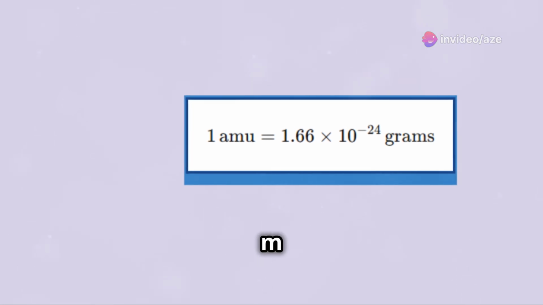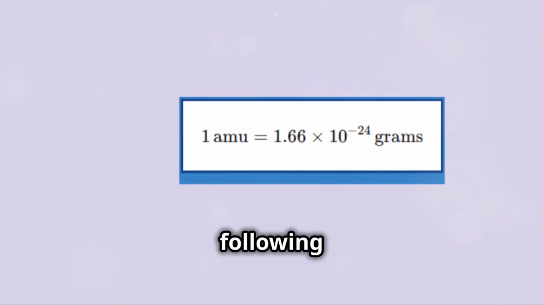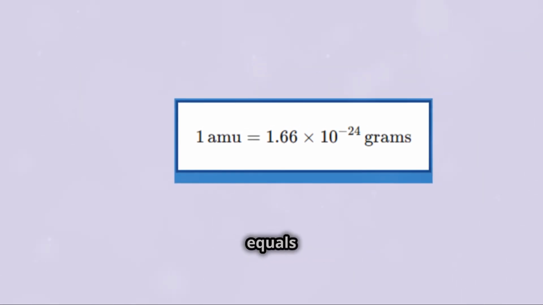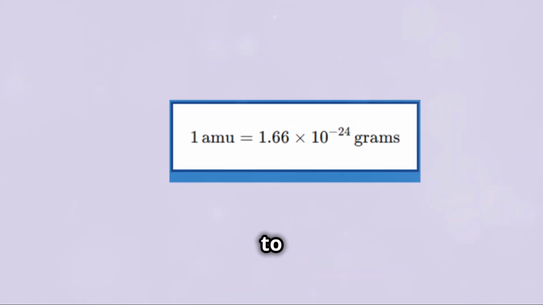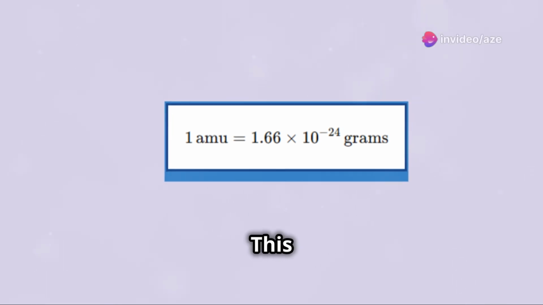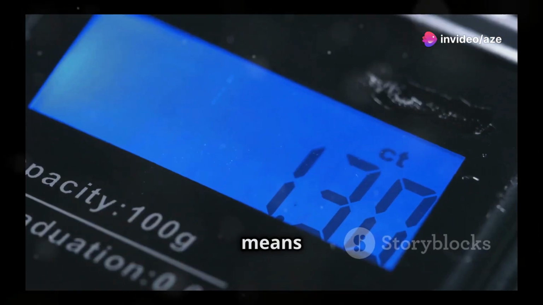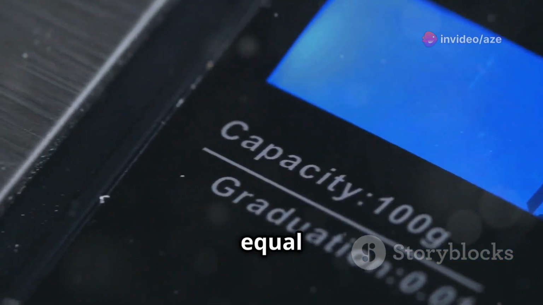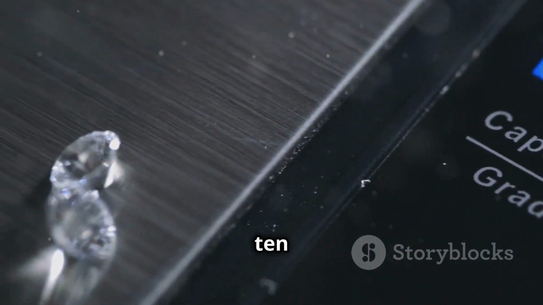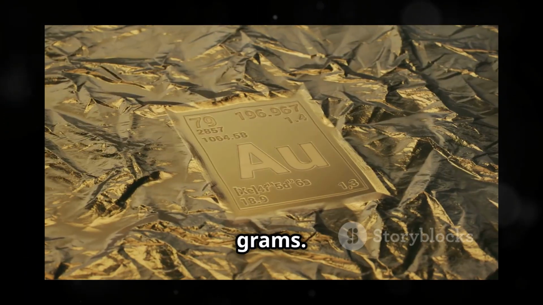To convert from AMU to grams, we can use the following relationship. 1 AMU equals 1.66 times 10 to the negative 24 grams. This tiny number reflects just how small atoms and molecules are. This means that 1 atomic mass unit is equal to 1.66 times 10 to the negative 24 grams.